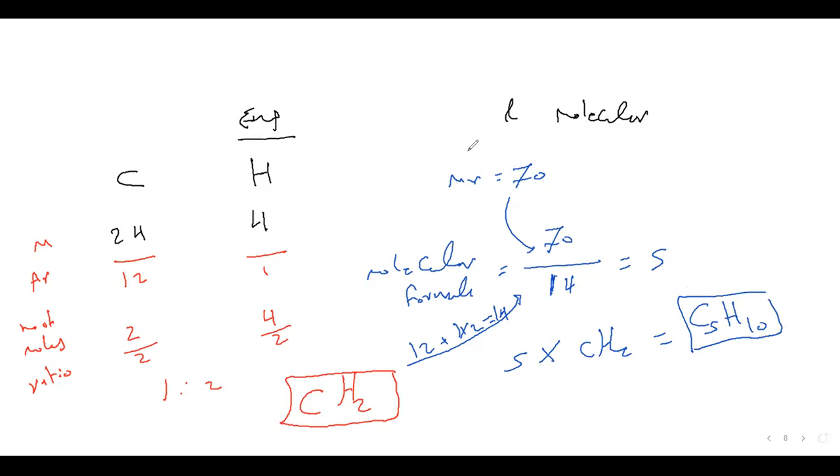So empirical and molecular formula: empirical mass over molar mass, then number of moles, then division of the lowest value to get mole ratios. This is the empirical. Molecular formula, if we have the molecular mass equals 70 over empirical mass, CH2, 14, so 70 over 14 equal 5. 5 multiply CH2 equals C5H10.